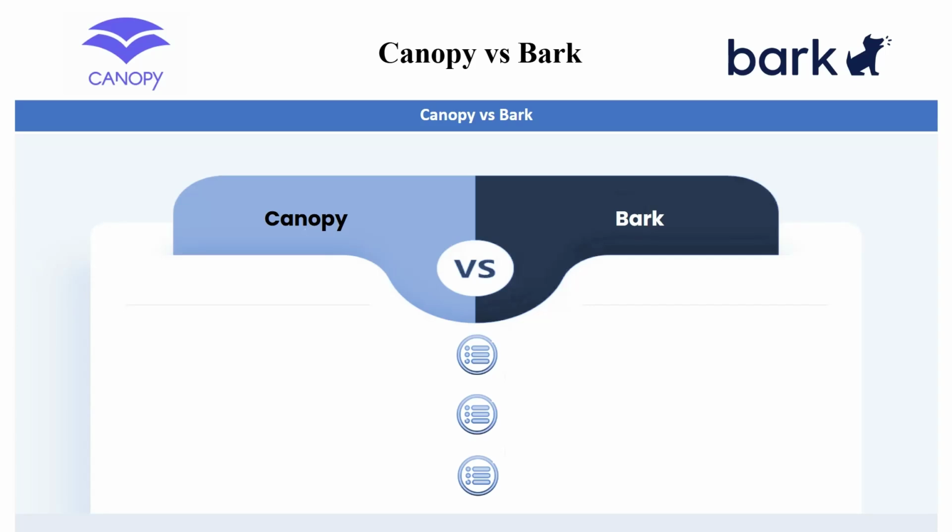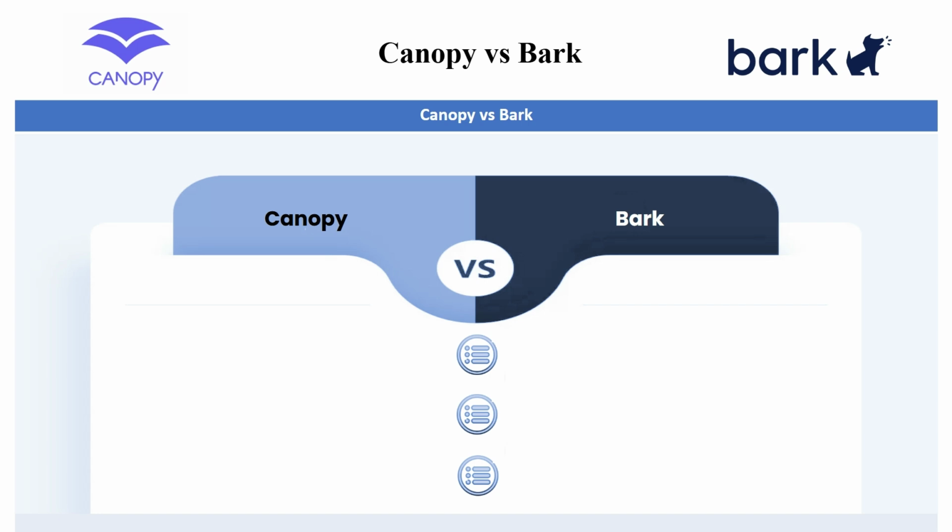In this video, I will be reviewing Canopy versus Bark. So if you're looking at Canopy and Bark, you're comparing two parental control tools built to protect kids online, but they work in slightly different ways. Both go beyond simple screen time limits, focusing on monitoring online activity and alerting parents when something seems risky. So the real question is, which one gives you better coverage, easier management, and more meaningful alerts?